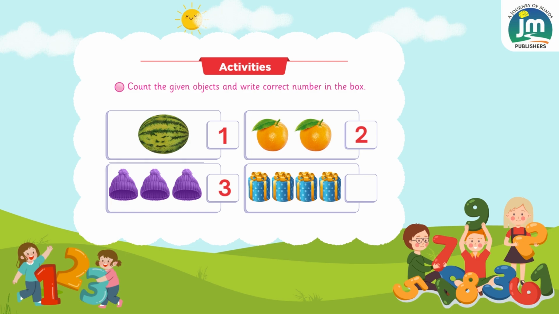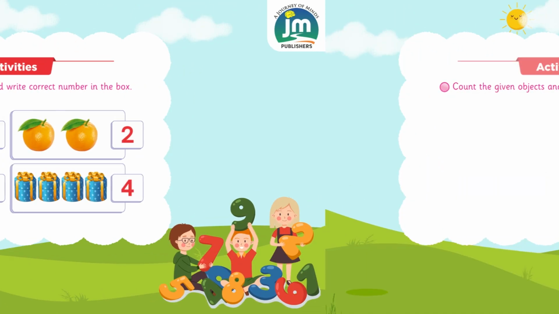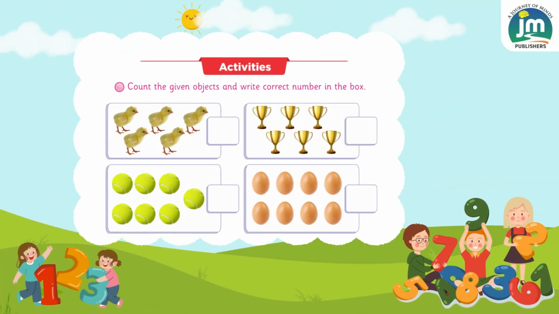Fourth picture में देखिए, we have 4 gift box. So we put the 4 in blank box. In picture number 5, we have 5 chick. So we put the 5 in blank box. Next, we have 6 trophies. So we put the 6 in blank box.